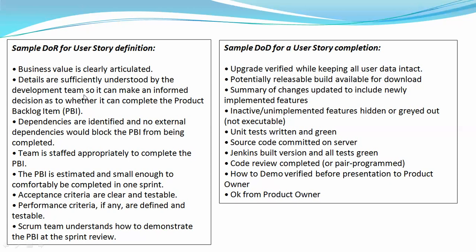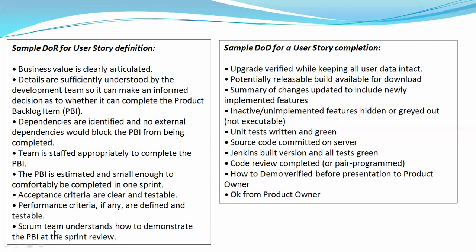Based upon the stories only, the team is going to work, right? This user story is there, that means what they want to do, all the details should be there. And then dependencies should be identified and no external dependency should block the story. I already explained this to you: I stands for independent. Correct? And then estimated, and it should be small enough. So everything comes under the same. And acceptance criteria are clear and testable. You should have proper acceptance criteria for a user story. And then if any performance criteria is required, you need to mention that.